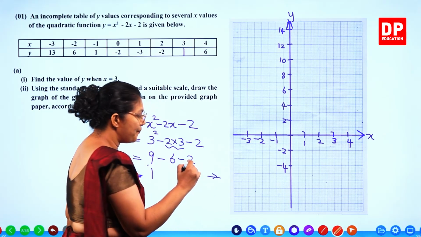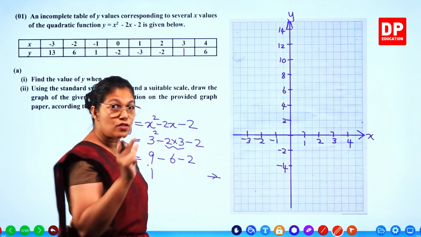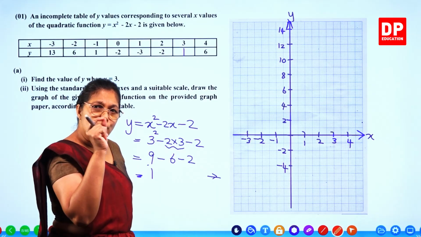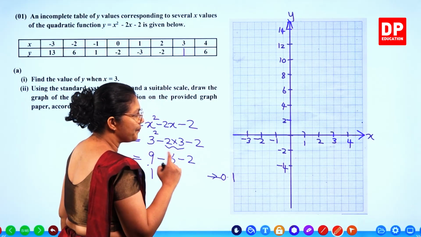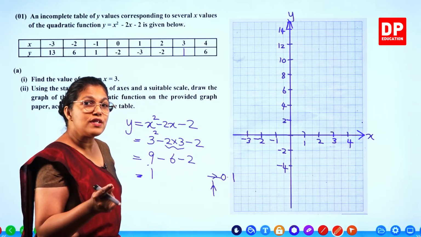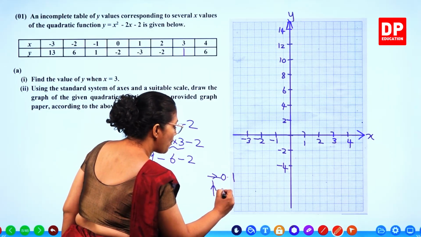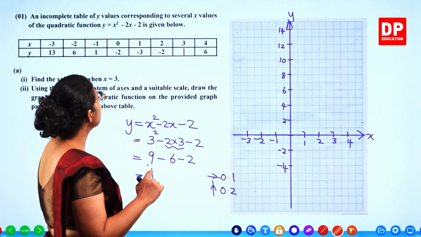So this way, 0.1, because 10 squares, 1 unit. What about a very small square? 1 over 10, that means 0.1. What about the y-axis? 10 squares, 2 units. 2 divided by 10, that's 0.2. Now we'll mark the points.